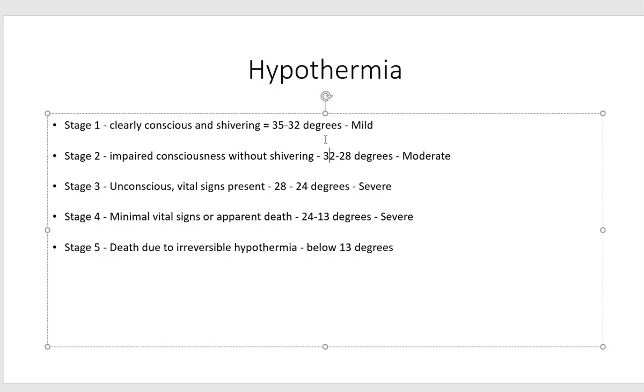And then stage 5 is where the body has died, and it's no longer reversible. And then there's this really weird temperature of 13 degrees, which is where that cutoff is, and the only reason that cutoff is there is because that's the lowest temperature that the human body has been resuscitated from. It's not to say that the body couldn't be resuscitated from below 13 degrees, but that's the lowest recorded.